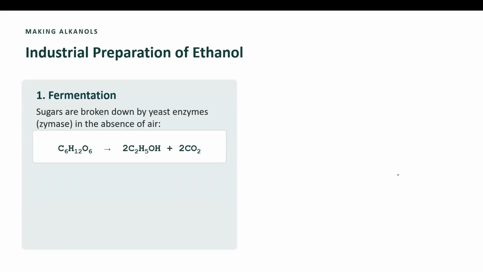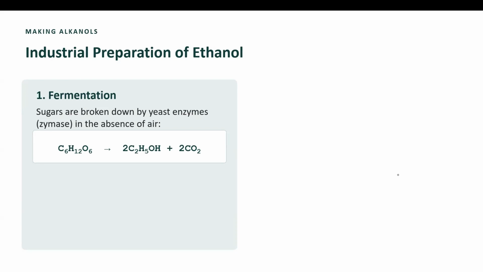So let's start with fermentation. Sugars are broken down by yeast enzymes. The enzyme in yeast that is responsible for this fermentation process is called zymase, in the absence of air.